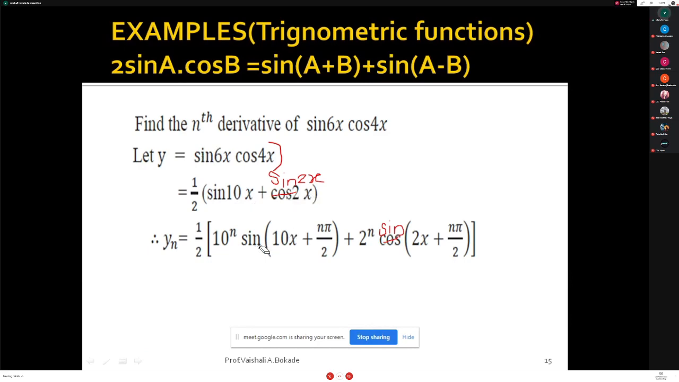Just apply the formula. Which formula? Whenever I'm having sine of ax plus b, what am I having for the nth derivative? I am having a raised to n sine of ax plus b plus n pi by 2. That formula I'm just applying here. So I am having a is equal to 10, and b is 0 here for the first term. So that's why I'm keeping 1 by 2 constant as it is. Applying the nth derivative for sine 10x, we're getting 10 raised to n sine of 10x plus n pi by 2. As I'm having sine 2x, so a is 2, I'm writing 2 raised to n sine of 2x plus n pi by 2. That formula I'm using here. And the things are over.